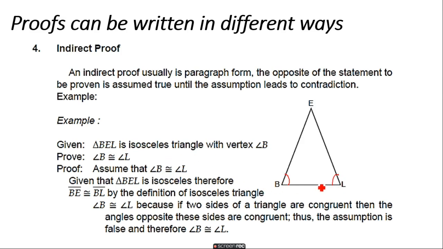Assume that angle B is congruent to angle L. So this is the assumption. Here it states, given the triangle BEL is isosceles, therefore BE is congruent to BL by the definition, and angle B and angle L are congruent, because if two sides of a triangle are congruent, then the angles opposite these sides are congruent. Thus, the assumption is false, and therefore angle B is congruent to angle L. So this is just an indirect proof.